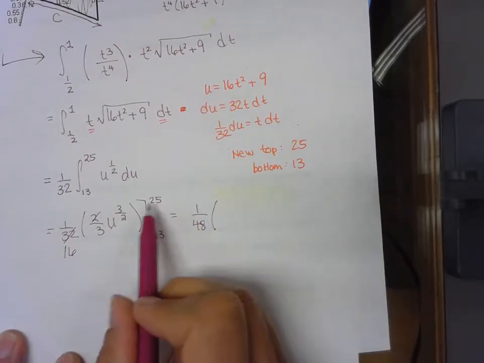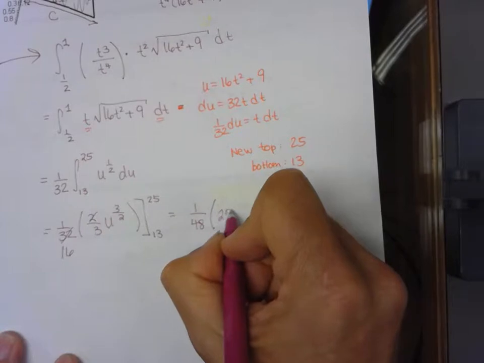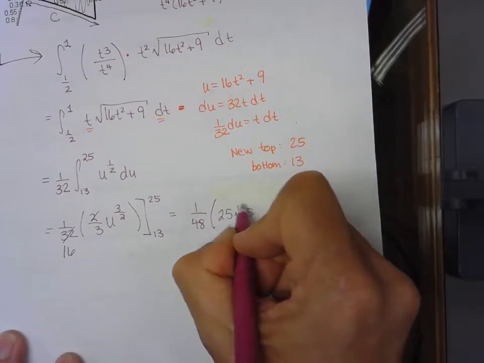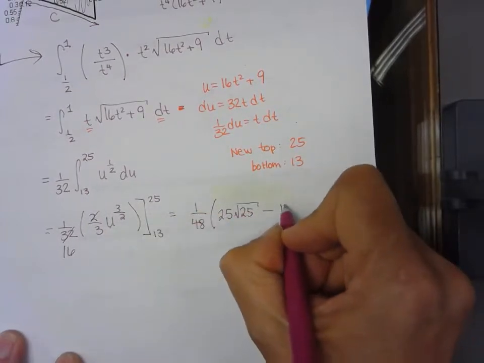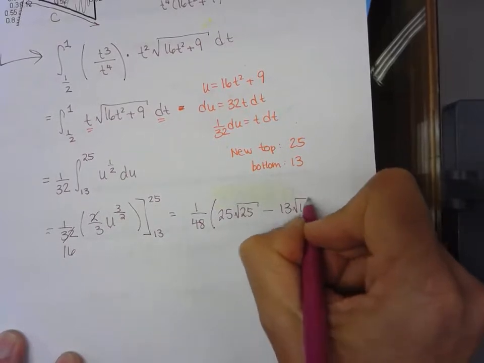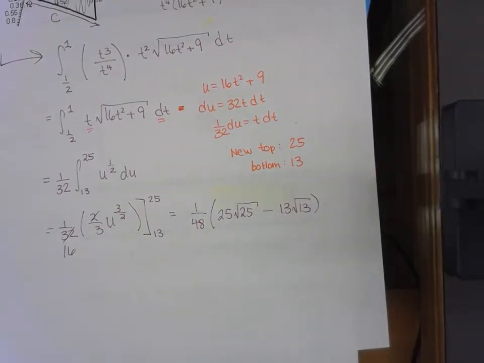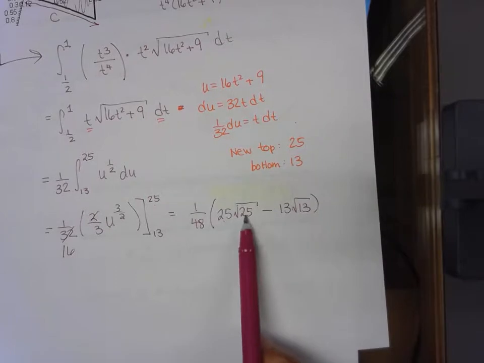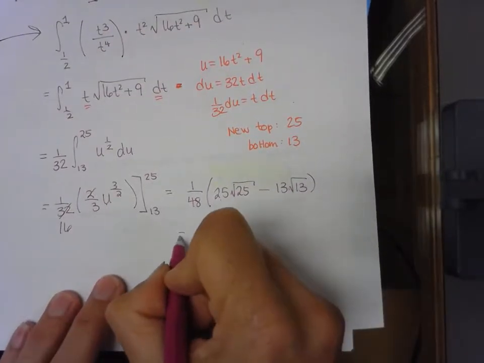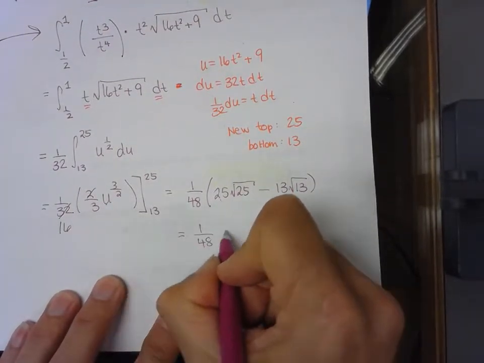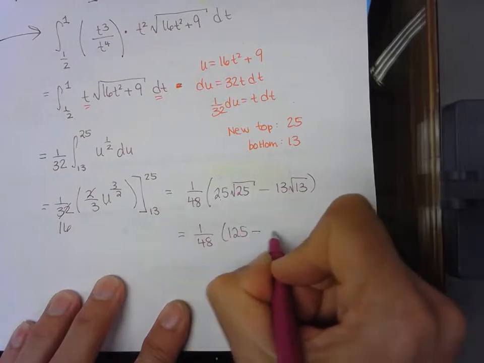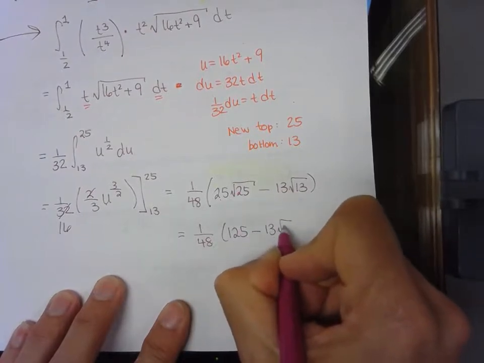And then when I plug in 25, I get 25 root 25 minus 13 root 13. But root 25 is 5. And if you have 5 quarters, that's $1.25. And then the 13 root 13, that doesn't simplify.